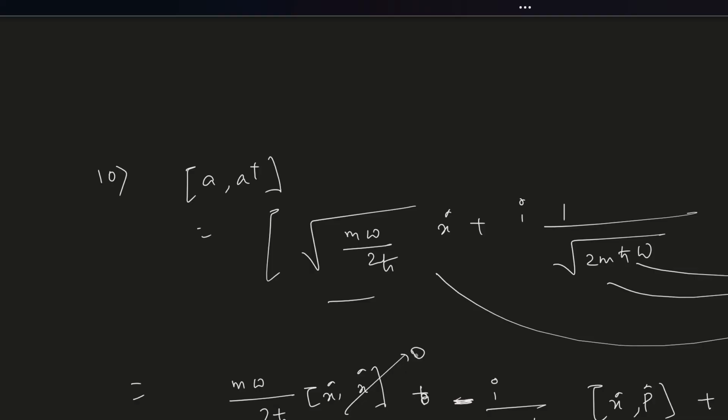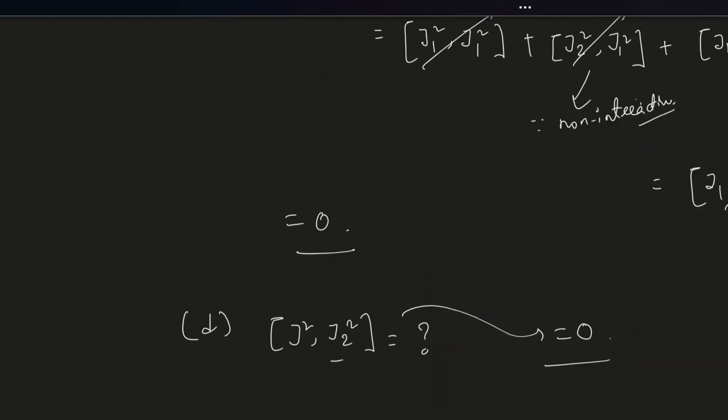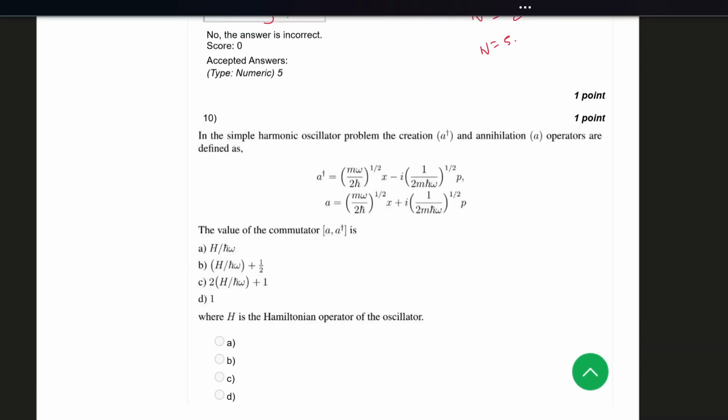So the x and x commutator is obviously 0, and the p and p commutator is also 0, so we are left with minus i by 2 h cut into [x, p], which is plus i h cut, plus i by 2 h cut, [p, x], which is minus i h cut. The h cut and h cut cancel out, and i squared is minus 1, so minus i squared is plus 1, so plus 1 by 2 plus 1 by 2, which is plus 1. So this commutator relation [a, a dagger] is equal to 1. So out of the 4 options, the answer is the last option, D, that this is equal to 1.